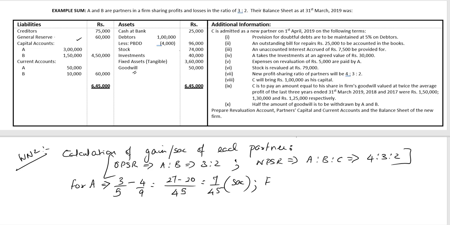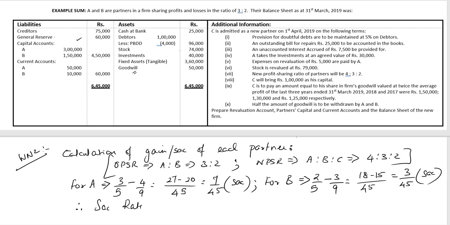For B, old share 2 divided by 5 minus the new share 3 divided by 9. We have a positive 3 divided by 45. B has also sacrificed. Therefore, the sacrificing ratio between A and B is equal to 7 divided by 45 is to 3 divided by 45 equals 7:3.